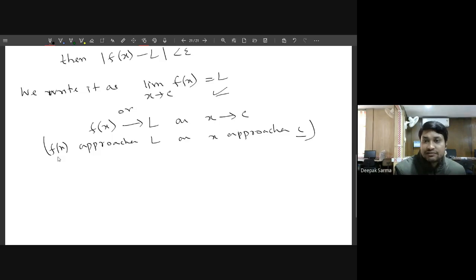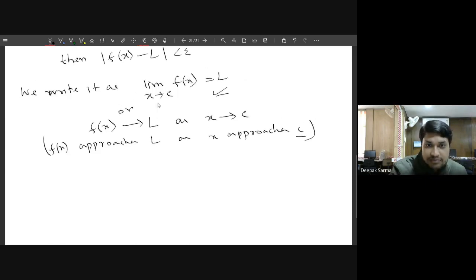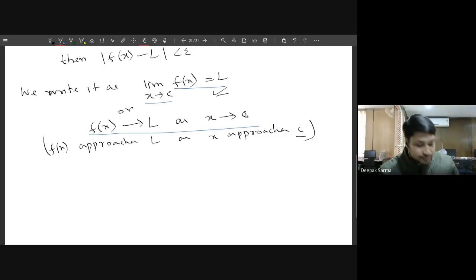Forget about the first part here. Limit x tends to c, f(x) equal to L means whenever x is very close to c, f(x) will be very close to L. But mathematically we have to explain it precisely. When x is very close to c, what do I mean by this? The meaning is, it is very close to c, but not exactly c, and f(x) tends to L.